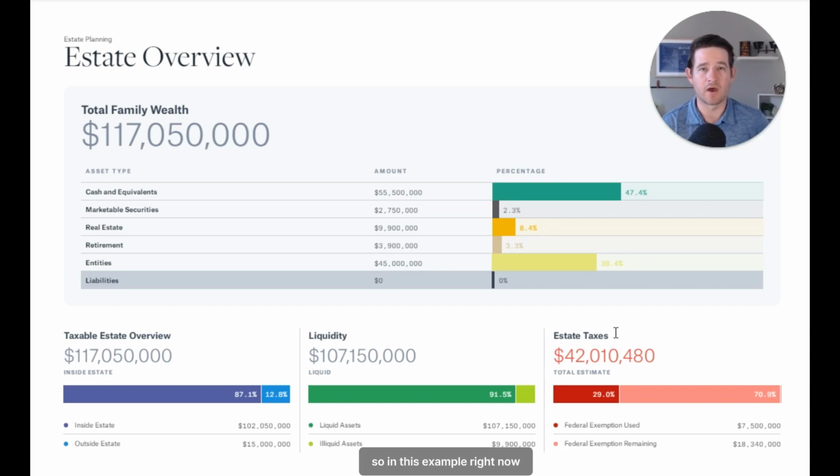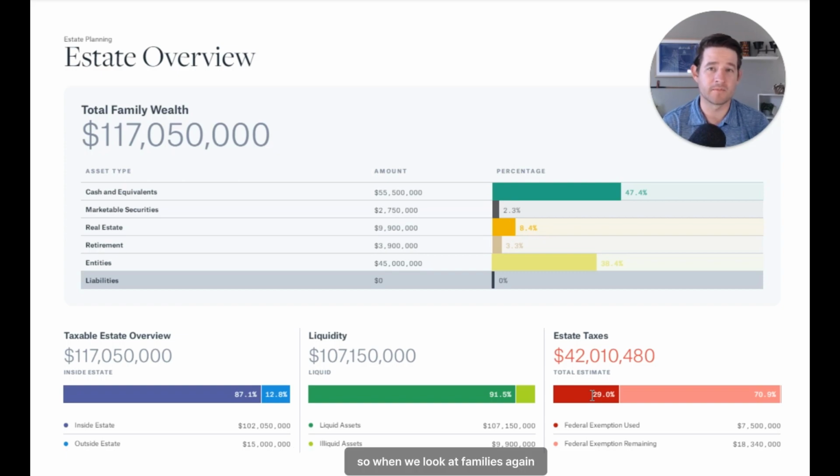So in this example right now, our estimated total tax that we would owe if this family were to pass away today would be approximately $42 million in federal taxes and state taxes. One thing that a lot of people forget about is that when we're looking at estate taxes, there's actually two levels of estate tax we need to look at. There's going to be a state imposed estate tax, and then there's going to be a federally imposed estate tax. And depending on what state you live in, you may or may not owe state estate taxes, but everyone is going to owe those federal estate taxes.